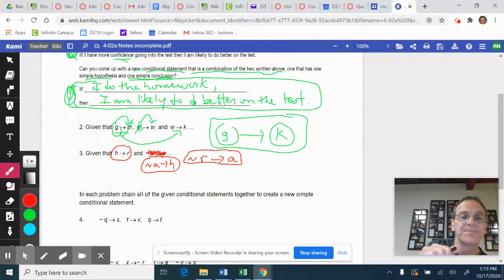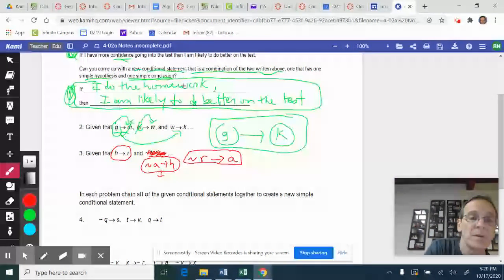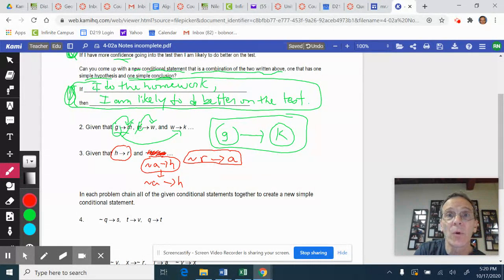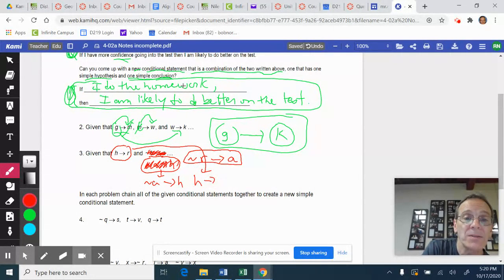Take this statement first. I'm just going to rewrite it. Not A implies H. And again, I don't want to deal with more statements than I started out with. So cross this out, and then rewrite this one next to it over here: H implies R. Now get rid of that. There is no law saying that you can't do that.